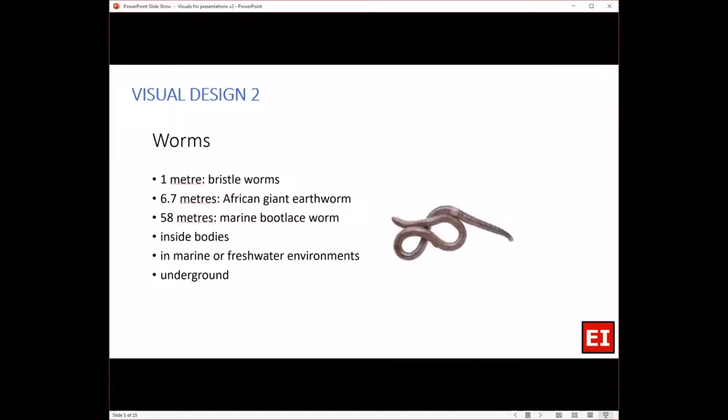This is much better. It has the key points, but it's still not good enough, because we've got things like 1 meter, 6.7 meters, 58 meters. These are the most important things you're going to tell the audience about these worms, and they don't have to listen to you if they're on the slide.